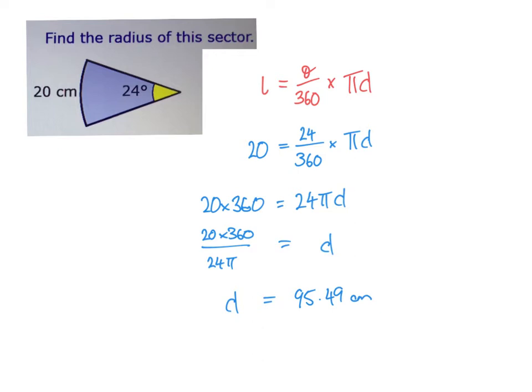Now, one final thing here is looking at the question, we were actually asked for the radius of this sector. And what we have found is the diameter, which is great. But we should know that the radius is just half the diameter. So it's 95.49 divided by 2. And I'm just going to give that to one decimal place here. So that's 47.7 centimeters.